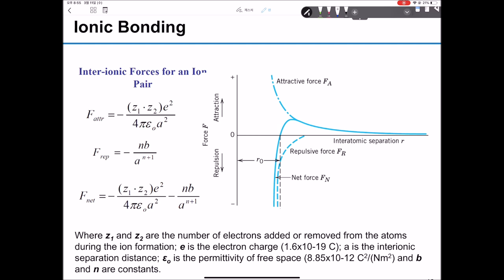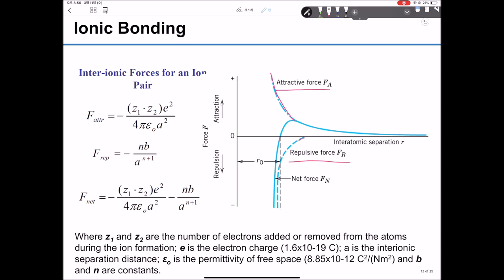This is the force versus interatomic separation curve that we have seen earlier. As you can see here, there is an attractive force which becomes bigger as they get closer, and there is a repulsive force that becomes even steeper, and this is the net force. And we know that this is the equilibrium distance between the atoms. When you look into this formula, there are already equations where you can calculate the attractive force as a function of R and the net force as a function of R as well.